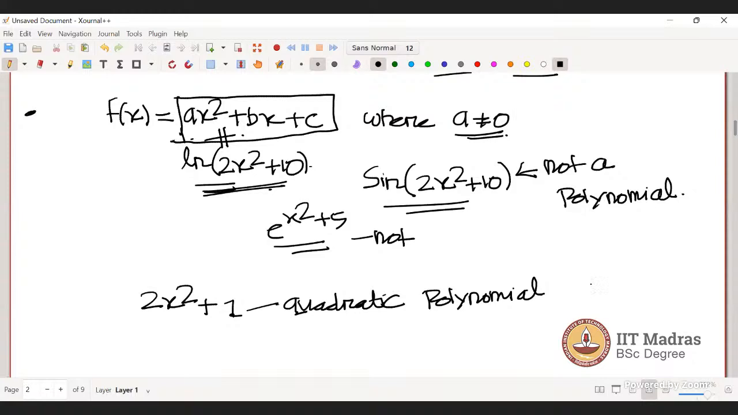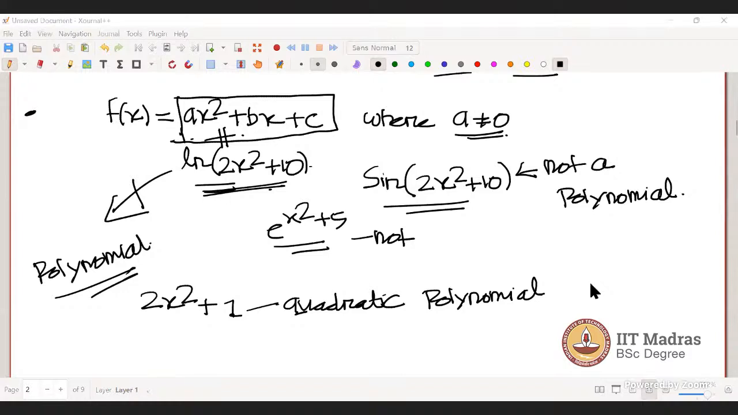Sir, ln 2x square plus 10 is a composition, no? Yes, a composition function is not a polynomial function. Then you say that I am composing a logarithm function with a quadratic polynomial. That statement is correct. But when you are saying this is a polynomial function, that statement is not correct. It's not a polynomial. You can say that I am composing one logarithm function with a quadratic function. That statement is certainly true. Okay, Rishabh.